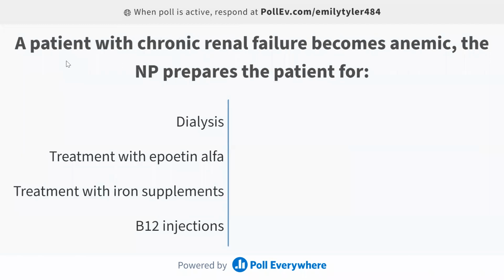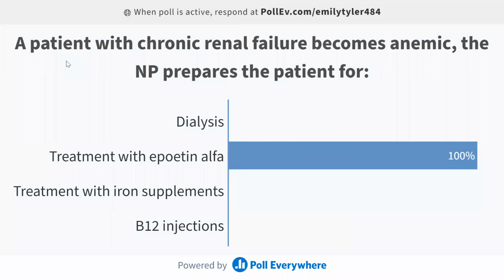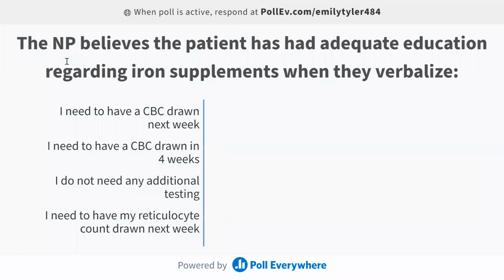You have a patient with chronic renal failure. They become anemic. So you prepare the patient for what? We want to give them Epogen, those epoetin alfa medications. You believe the patient had adequate education regarding iron supplements when they verbalize what?